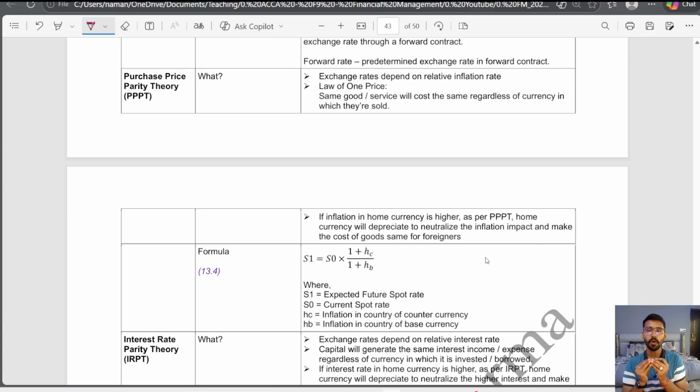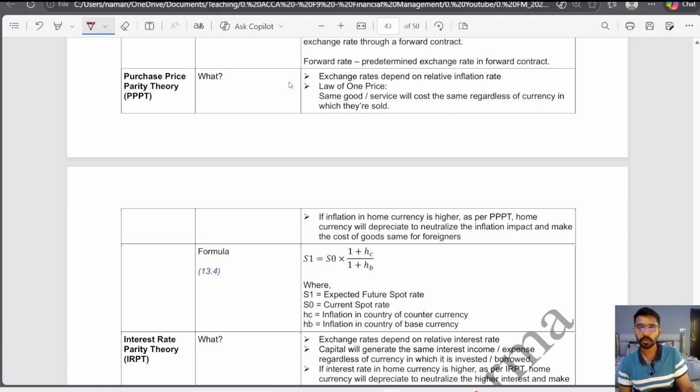Purchase price parity says that there is a law of one price. That is, the same good or service in a particular country will cost the same in another country, regardless of which country you are buying from. So for a purchaser, whether you buy it in the USA or in India, let's say you are from India, the cost is going to be the same. The inflation will not have any impact.